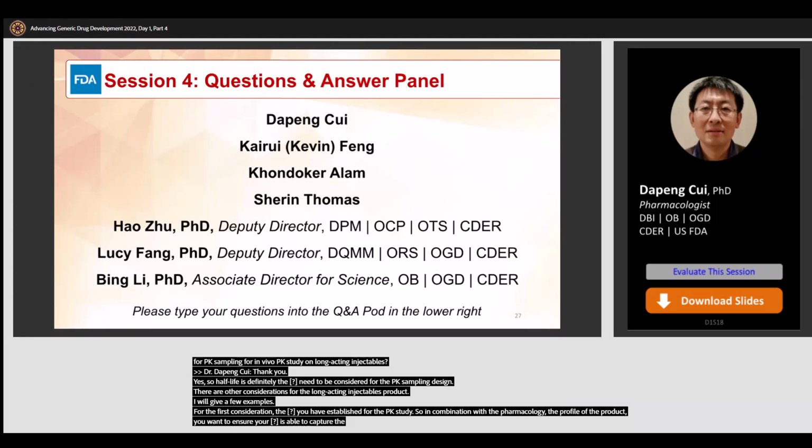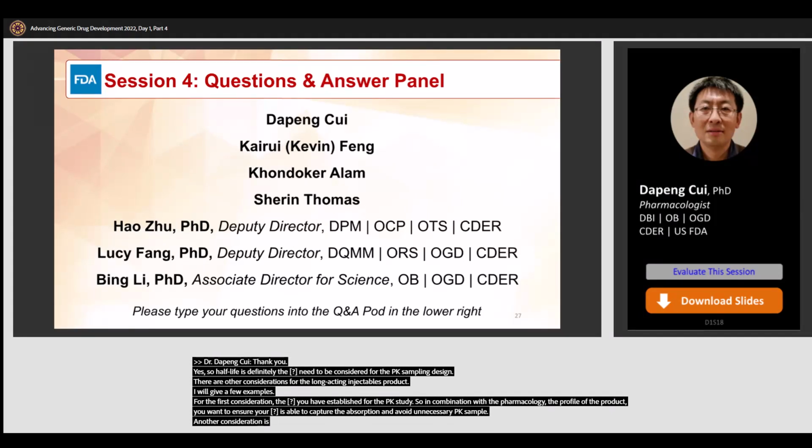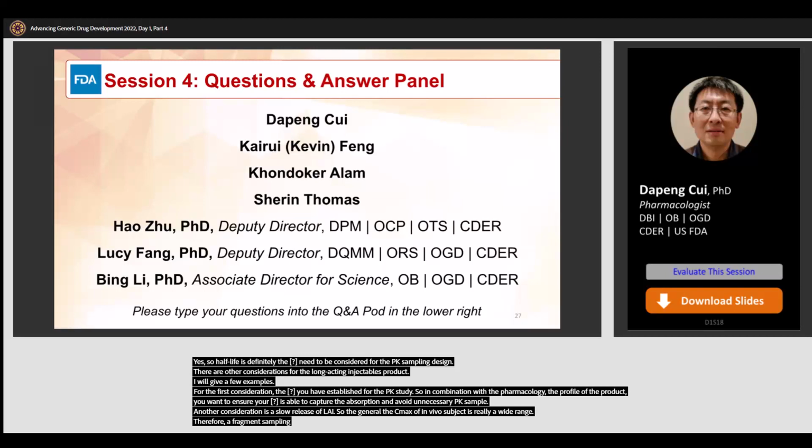Another consideration is the slow release of the LAI. So in general, the Tmax of individual subjects is usually in a wide range. Therefore, frequent sampling around a certain time is not needed. So it's unlike some other dosage forms.